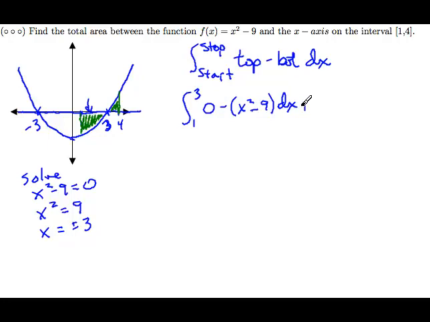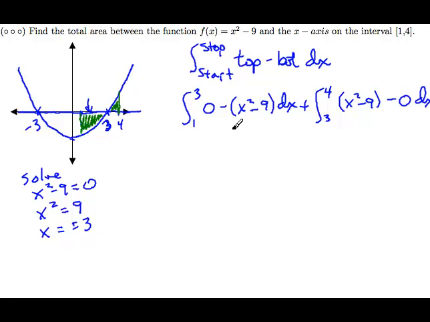To that then, we will add the area between the function and the x-axis from starting spot 3 to stopping spot 4. The top function in this region is x squared minus 9, and the bottom function is just 0. So again, we could have just used the fundamental theorem, integrate from 3 to 4 the function x squared minus 9, and you know that's exactly what we're going to end up doing here.